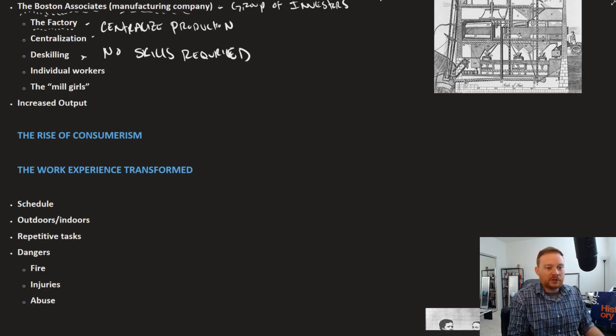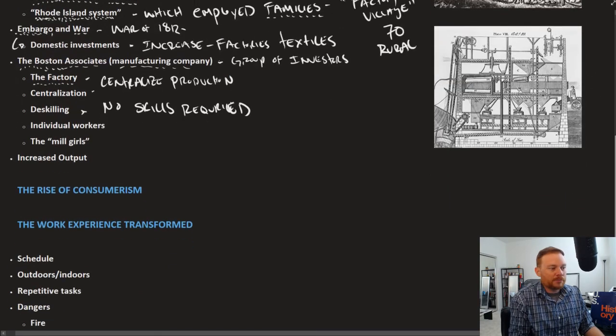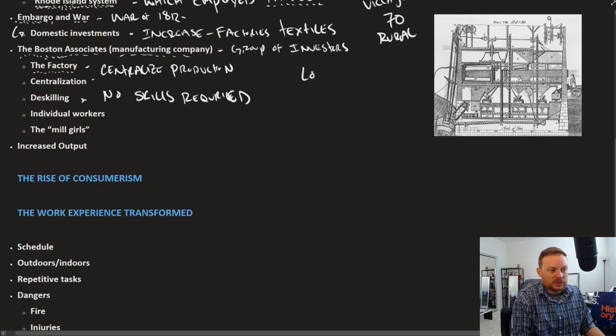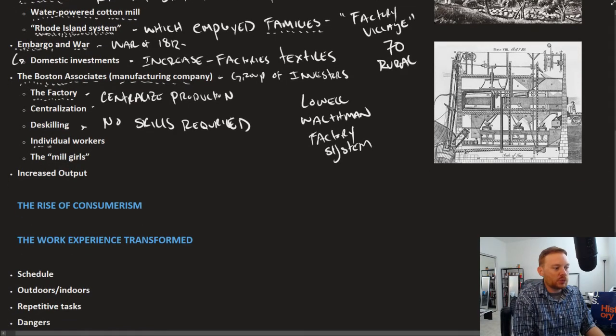Instead of hiring farm families, so whereas the Rhode Island system employed entire families, this eventually gets called, in some cases, the Lowell system, or the Waltham system. But it becomes the predominant factory system. We'll just call it the factory system, right? As opposed to hiring entire families, instead individual workers were hired, which was much cheaper.